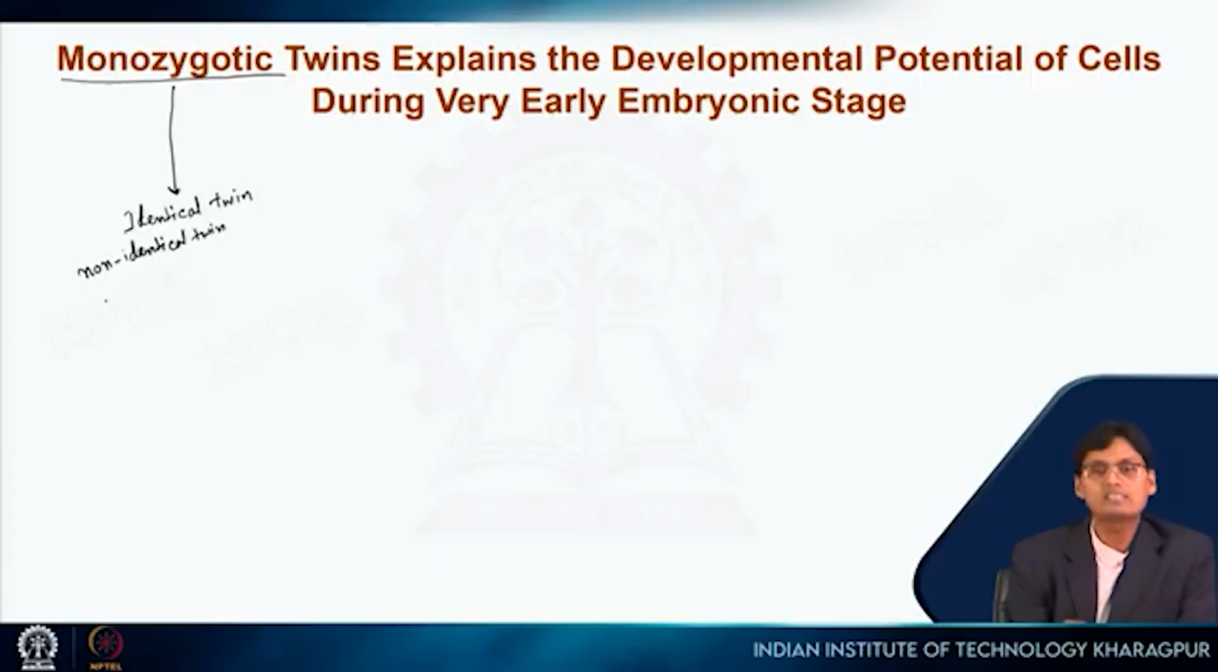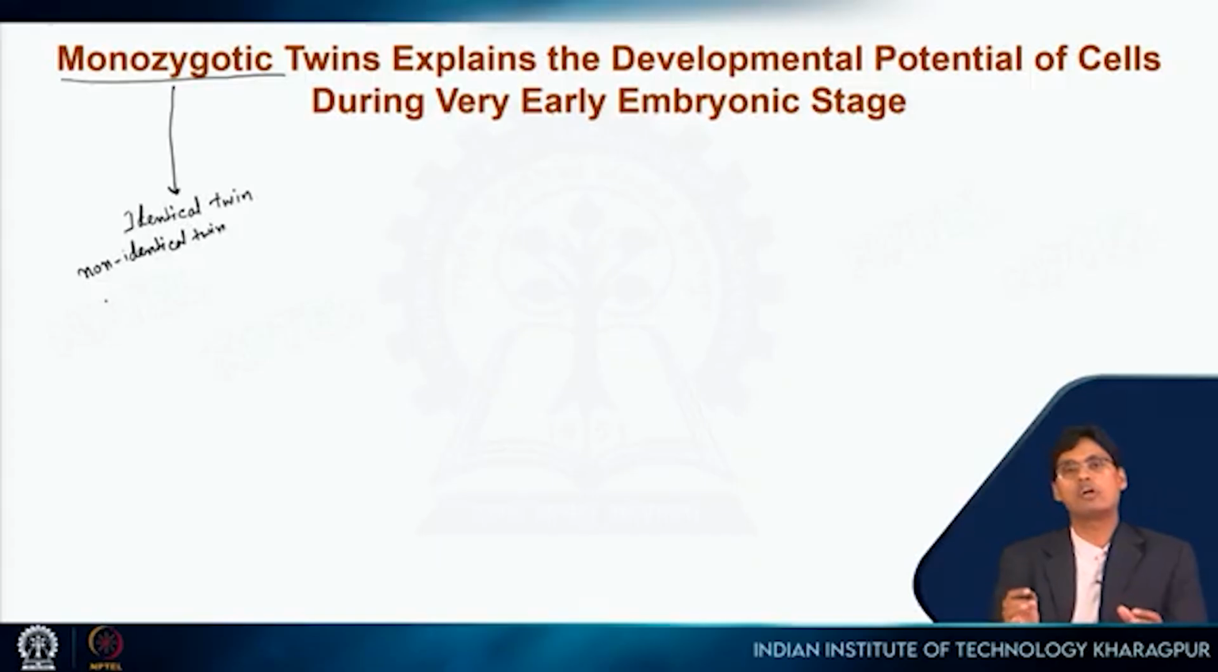Twin. So that is nothing but 2 different zygotes forming at the same time, and both of them get matured, and they are forming 2 babies. That's all.